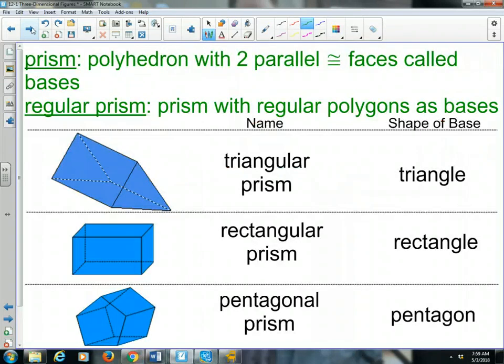A prism is a polyhedron with two parallel faces called bases. There are several specific kinds of prisms. Sometimes the bases are called the top and the bottom; if they're parallel and congruent, they are the parallel congruent faces called bases. A regular prism is a prism with regular polygons as bases. So we have to be specific when we name a prism.